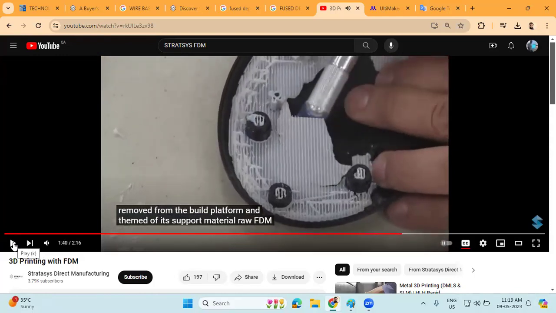So this is our final 3D printed part, whereas the black represents our final part and the white represents the support structure. And finally, during the post-processing operation, we have to remove the support structure.